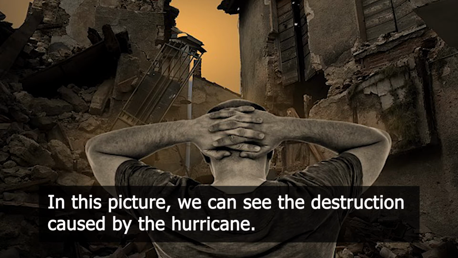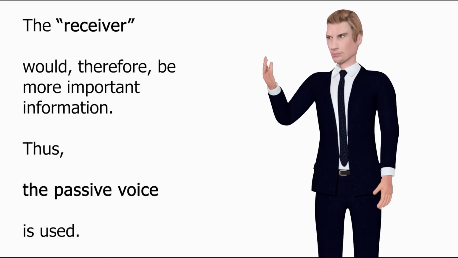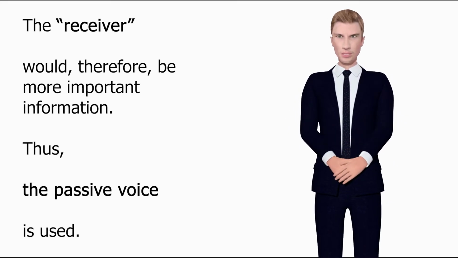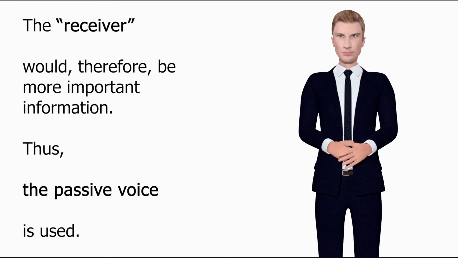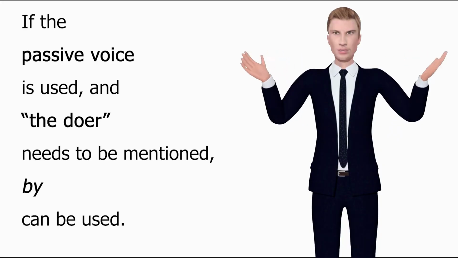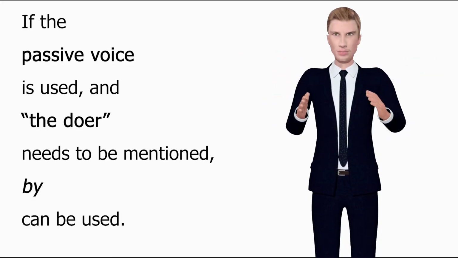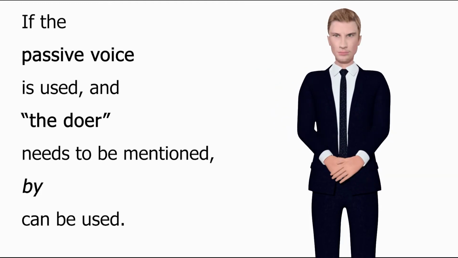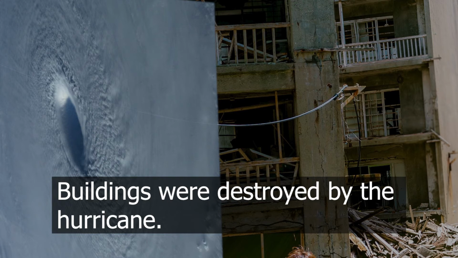In this picture we can see the destruction caused by the hurricane. The receiver would therefore be more important information. Thus, the passive voice is used. Buildings were destroyed. If the passive voice is used, and the doer needs to be mentioned, by can be used. Buildings were destroyed by the hurricane.